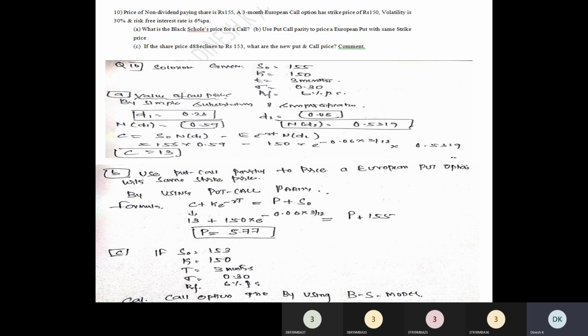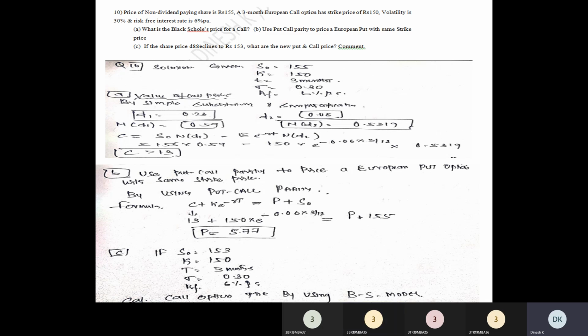So 13 plus the strike price 150 into e to the power of minus R. What is the risk-free rate here? Risk-free rate is how much percentage? 10%? 6%. How much? 6%. Okay, 0.06 multiplied by the time to expiry. How much is the time to expiry?